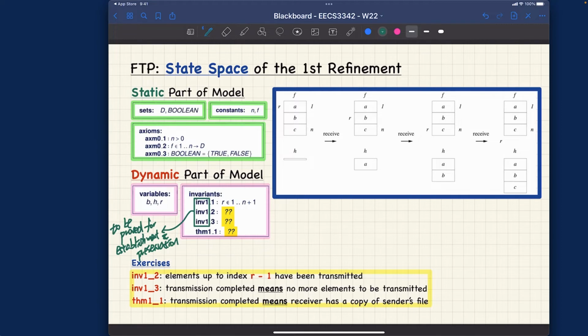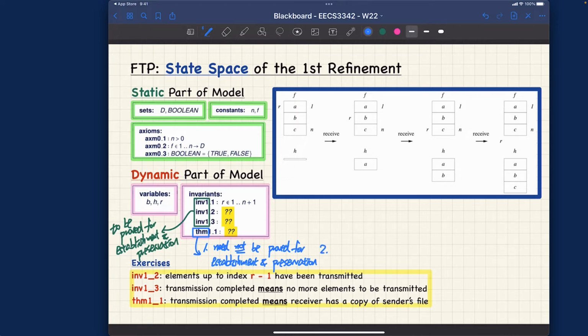Right? That's about invariance. What about the theorem, THM? The theorem actually has a slightly different role over here. The theorem, number 1, need not be proved for establishment and preservation. That's the first fundamental difference you have to know between invariance and theorem.